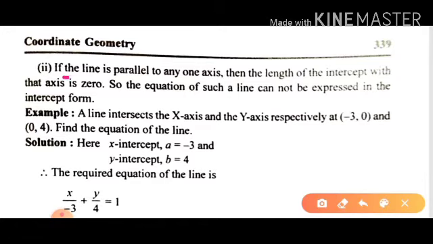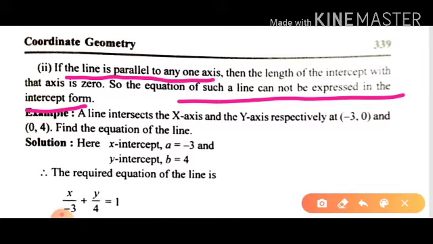And one more thing is given: if the line is parallel to any of the axes, that means it will not cut both the axes. So it cannot be expressed in the intercept form if the line is parallel to any of the axes.